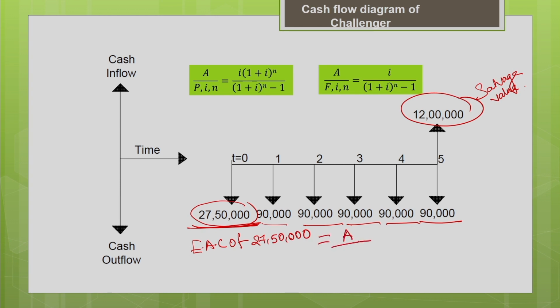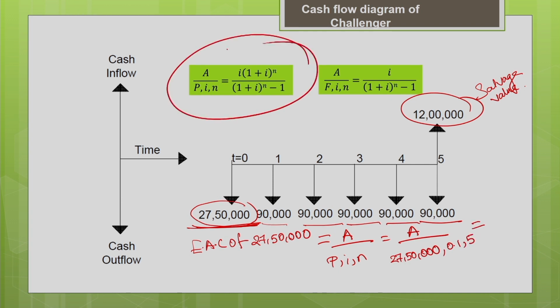You need to find the A for the known P, I, N. What is P here? P is the initial cost of your challenger. It is 27,50,000. It is a present value. Interest rate is 0.1. Number of years is 5. Now you need to use the uniform series capital recovery factor. We have already estimated it, but let me explain again so that you will understand better. I into (1 plus I) to the power n, divided by (1 plus I) to the power n minus 1. So, 0.1 into 1.1 power 5, divided by 1.1 power 5 minus 1. What is the value of the factor? If you simplify, you will get 0.2638.